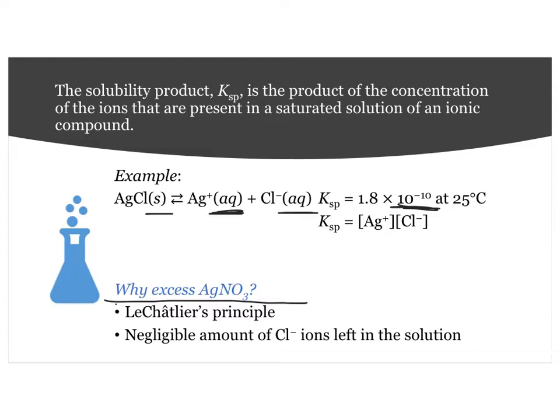Based on Le Chatelier's principle, chemical equilibrium goes to the left, and so we can assume all chloride ions are in the form of silver chloride and only negligible amounts of free chloride ions remain in the solution. Therefore, when you weigh the precipitate in a gravimetric analysis, you can be sure almost all the analyte, here chloride ions, are in the form of precipitate.